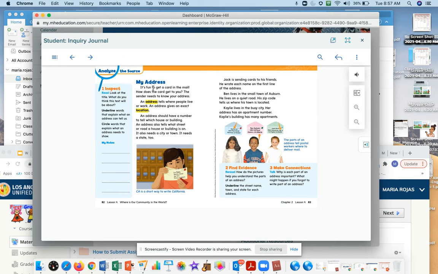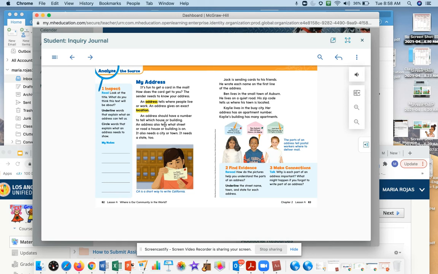My address. It's fun to get a card in the mail. How does a card get to you? The sender needs to know your address. An address tells where people live or work. An address gives an exact location. An address should have a number to tell which house or building.